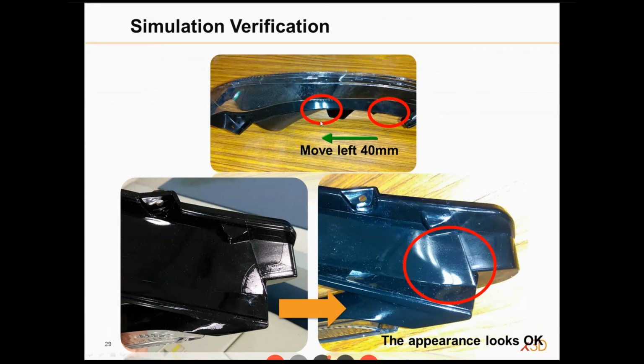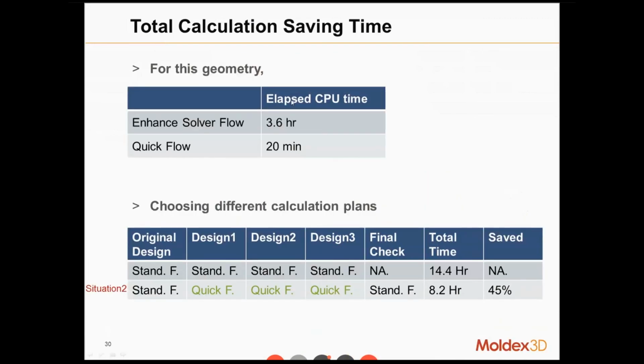So they actually did the mold trial based on plan 2, and as a result, they got a very good result. They just shifted the weld line, so it doesn't appear in the original position. And actually, they only repaired the mold one time, so they are very satisfied with this current result. Okay.